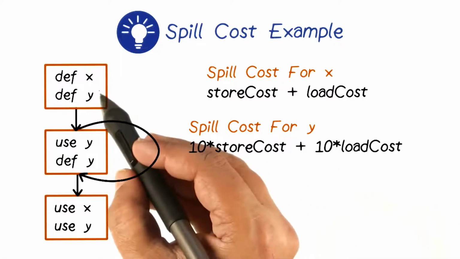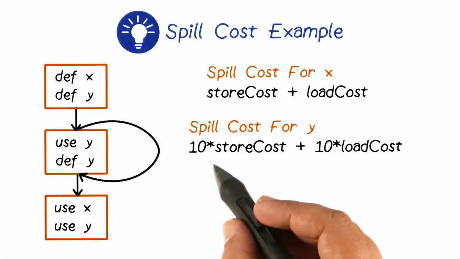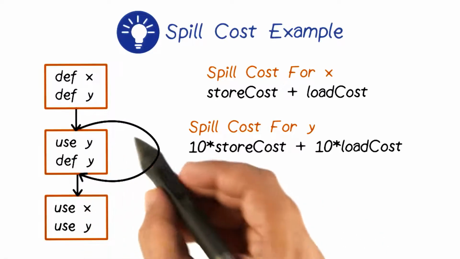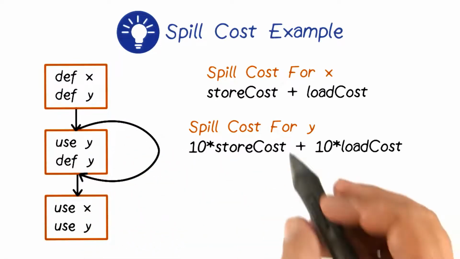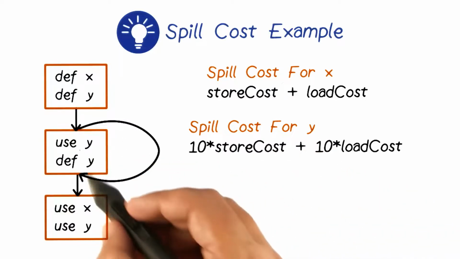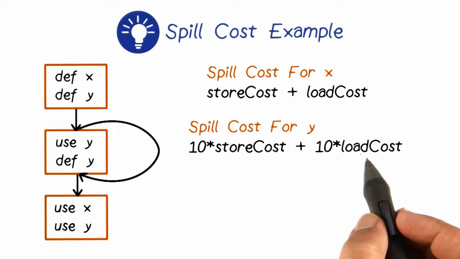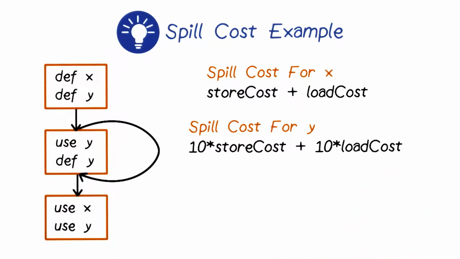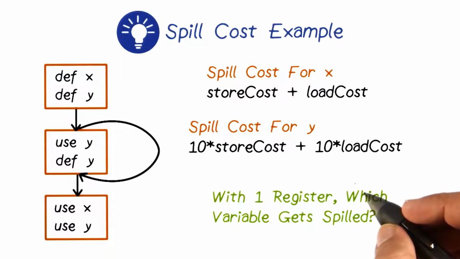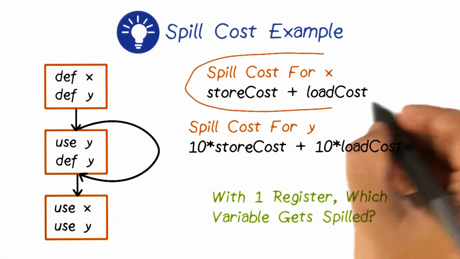In addition, we'll have a store of Y here and a load of Y here, but those will not be biased by multiplication by 10 because they are not inside the loop nest. So roughly we can assume that the spill cost of Y is the one which is inside the loop, and that happens to be given by 10 times store cost of Y and 10 times load cost of Y. Now with one register, which variable gets spilled? Obviously, the one which is the least spill cost. And so in this particular case, it will be the X which will be spilled.